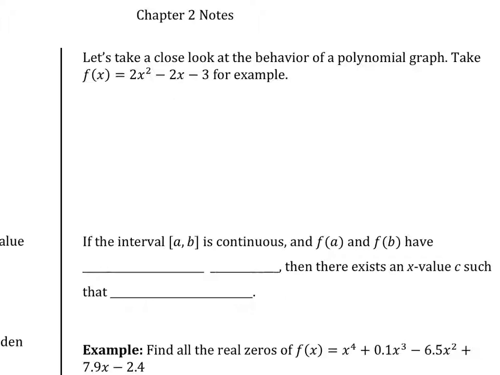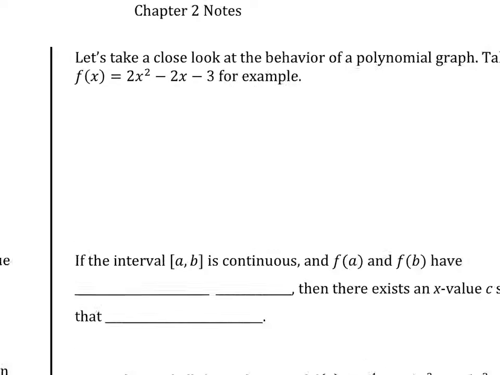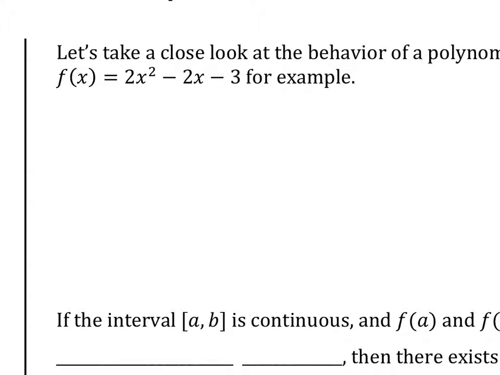Okay. All right, so now what we're going to do is look at this question, and we're going to look at the behavior of this polynomial, 2x squared minus 2x minus 3. Let's say that we don't know how this graph is going to look. What we can do is plug in some points. So let's say we start at -2 and we go all the way up to 2.